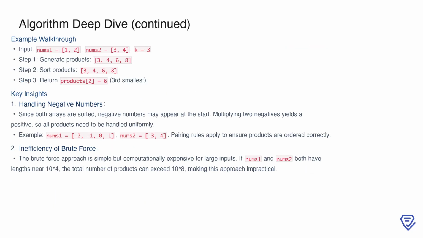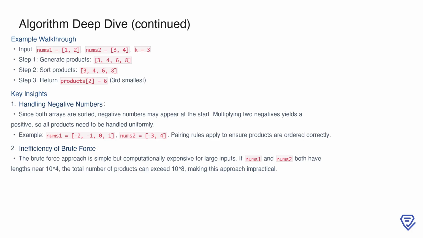Let's walk through an example to illustrate this brute force approach. Suppose our input arrays are nums1 equals [1, 2], and nums2 equals [3, 4], and k equals 3. First, we generate all the products 1 by 3, 1 by 4, 2 by 3, 2 by 4, which results in 3, 4, 6, 8.